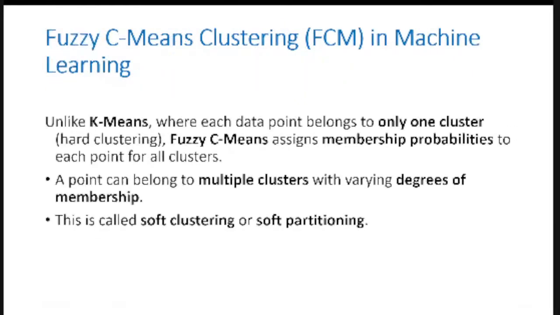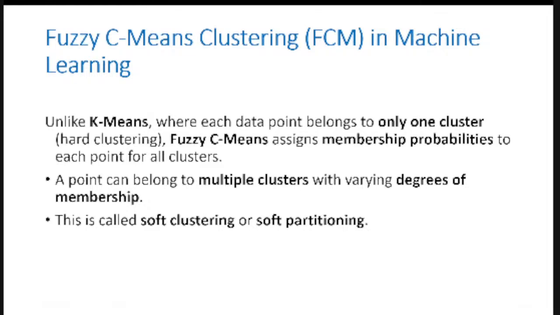Now write the heading: fuzzy C-means clustering in machine learning. Write down: fuzzy C-means clustering assigns membership probabilities to each point for all clusters.